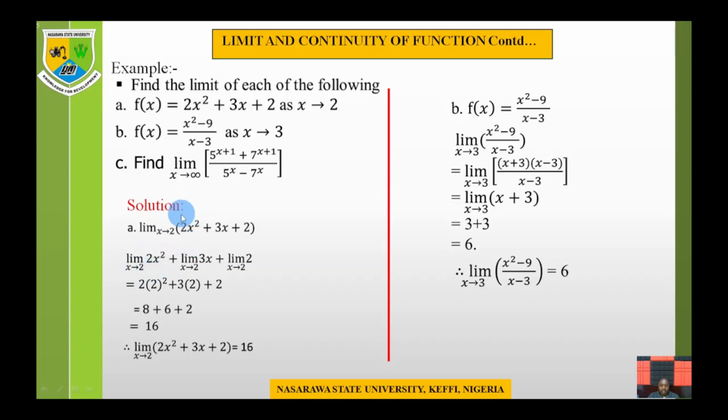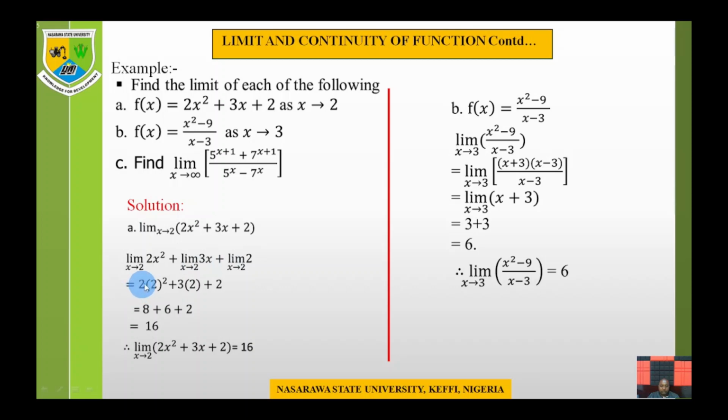And that is why, instead of taking the value at the limit of this function as a whole, we can take the limit of 2x squared as a function on its own. We can also take the limit of 3x, and we can also take the limit of the number 2 as x approaches the value of 2. So this limit is the same as this plus this plus this.